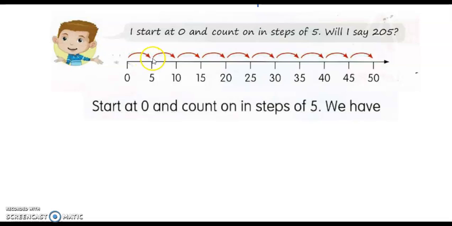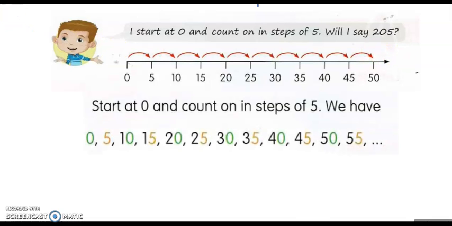This is the first step from 0 to 5. After that, I will add 5, then I've got 10, after that 15, then 20, then 25, then 30, then 35, then 40, then 45, then 50, then 55, and so on. Here are the numbers: 0, 5, 10, 15, 20, 25, 30, 35, 40, 45, 50, 55, 60, and so on.